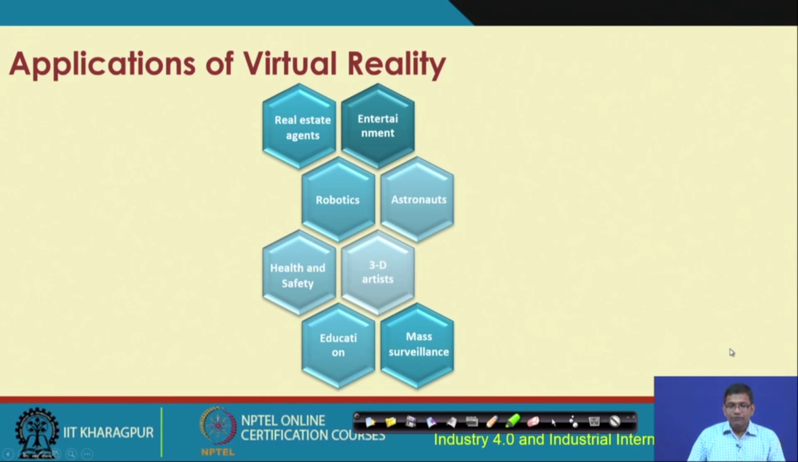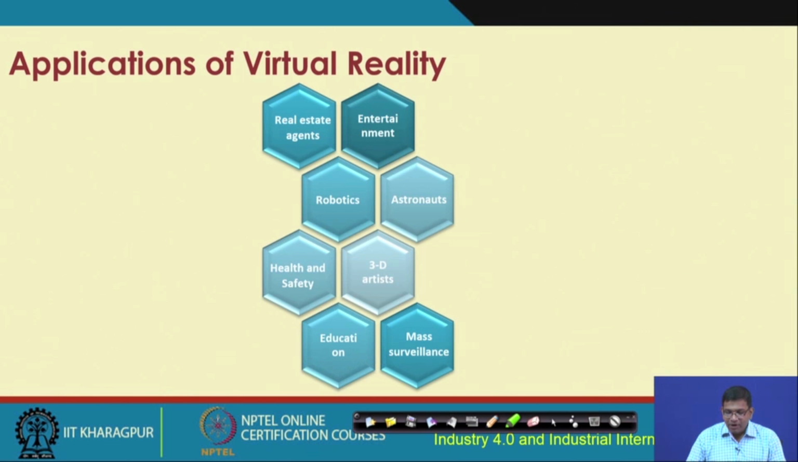So, there are different applications of VR in terms of use by real estate agents, entertainment industries, robotics, and astronauts. Astronauts use VR a lot, because even before a spacecraft is sent to space, the astronauts are trained in virtual environments using VR systems. Similarly, flight pilots are also often trained using virtual reality systems. And in healthcare industries, VR is used. Doctors are trained before actually performing a life critical surgery.